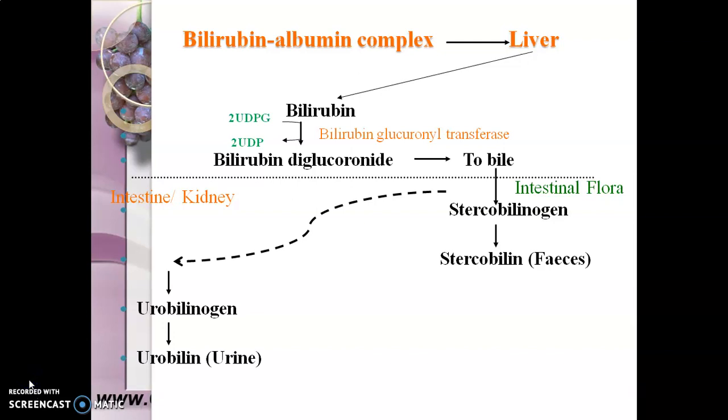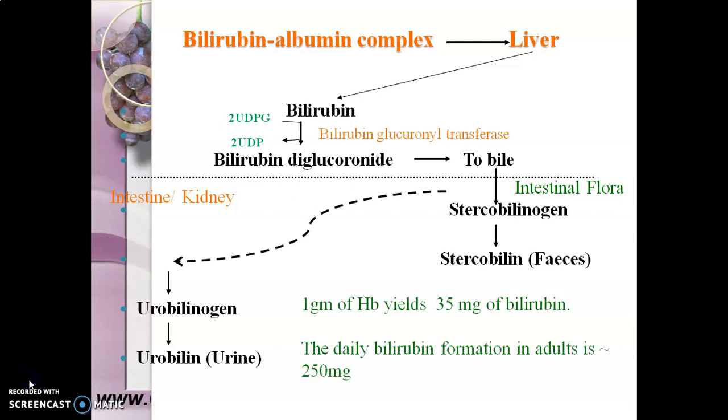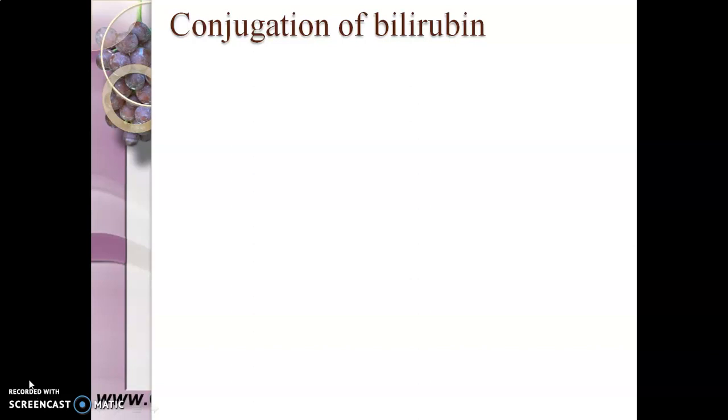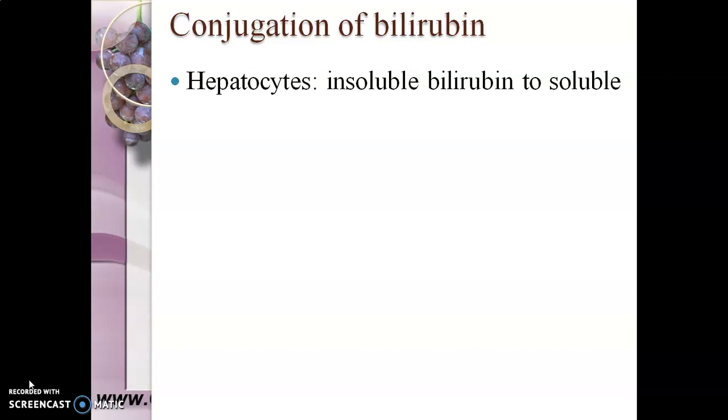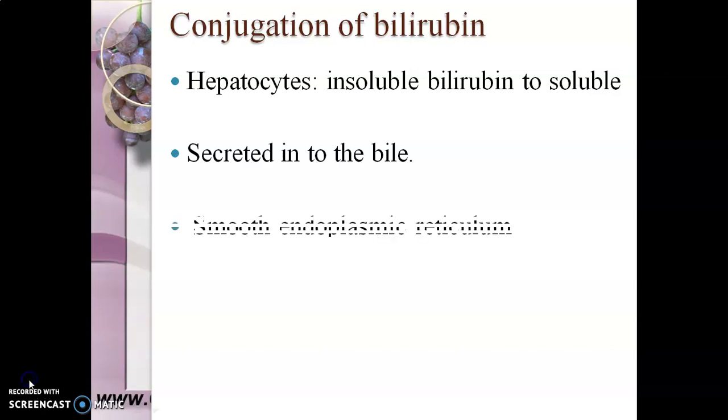One gram of hemoglobin yields 35 milligram of bilirubin. So the daily bilirubin formation in an adult is approximately 250 to 300 milligram. Next, let us look into the conjugation of bilirubin. The conjugation of bilirubin occurs in the liver. The hepatocyte receives insoluble bilirubin and converts it to soluble bilirubin by conjugation, and then it is secreted into the bile. This conjugation takes place in the smooth endoplasmic reticulum.